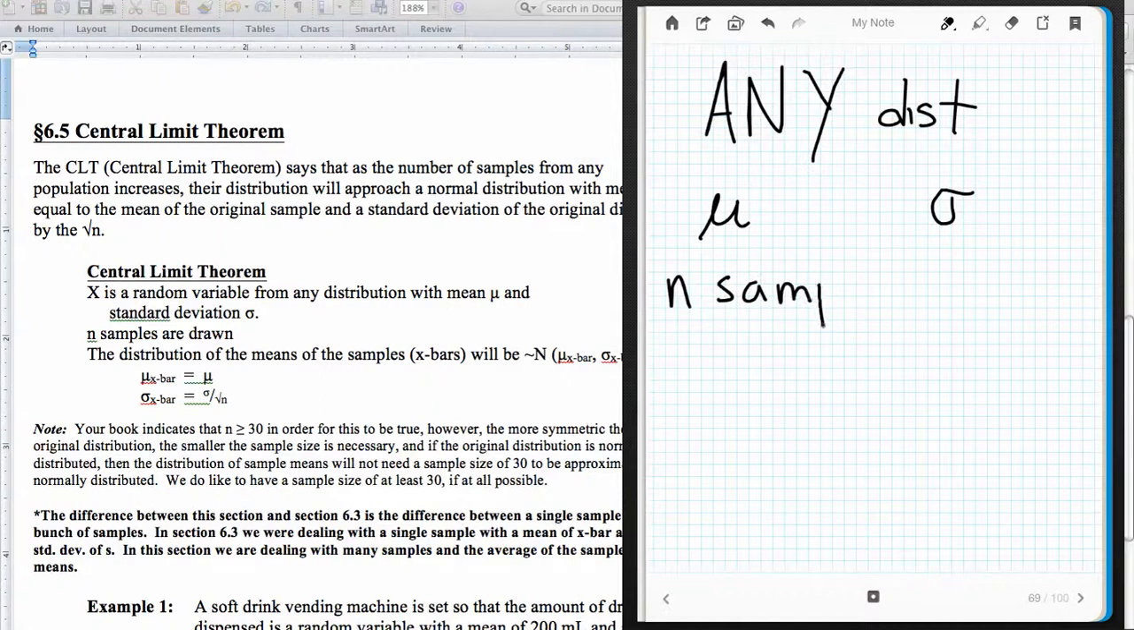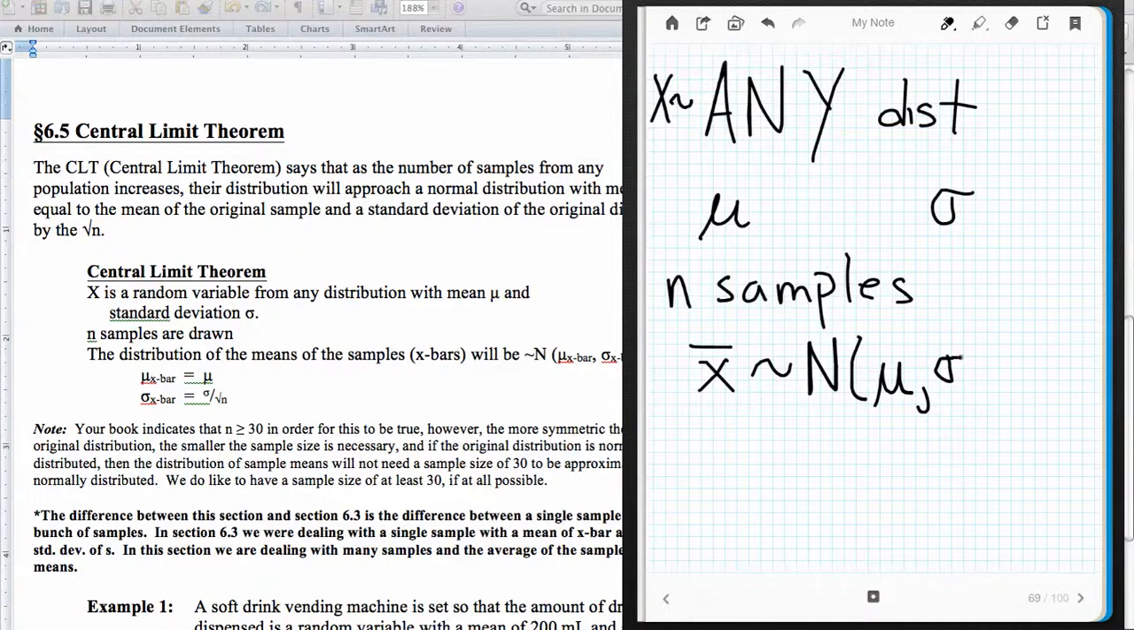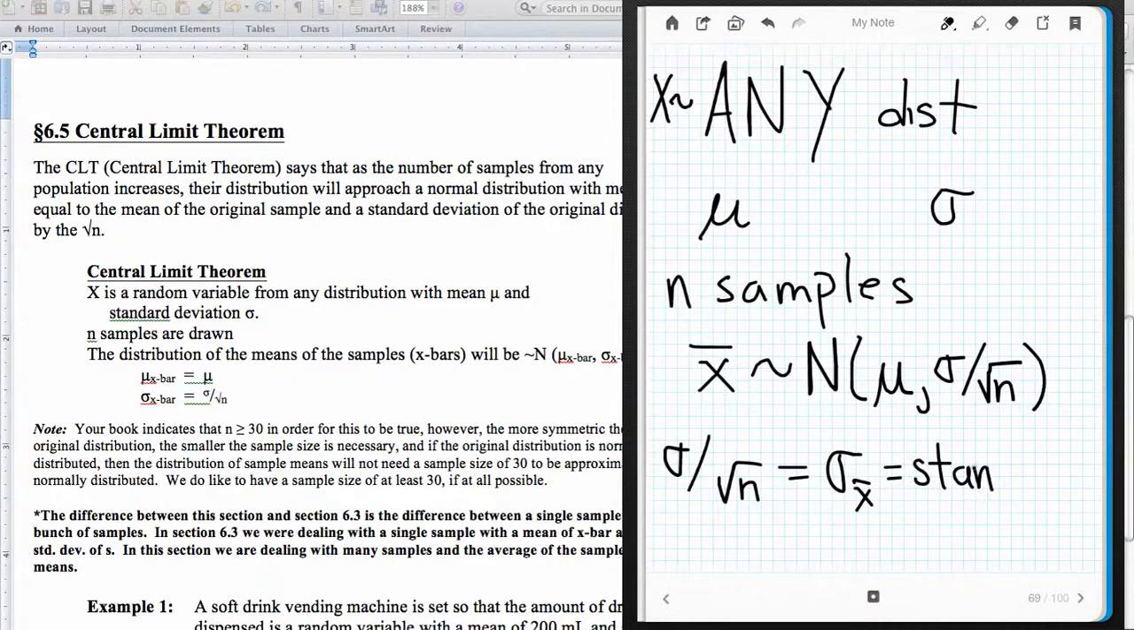Then we know that the means of these samples, right, these x bars, the means of the samples, those are distributed normally with a mean that is equal to mu and a standard deviation that is equal to the original standard deviation of the population divided by the square root of n. Now this sigma divided by the square root of n, this sometimes is abbreviated by books as sigma sub x bar, and it is also known by the name of standard error.